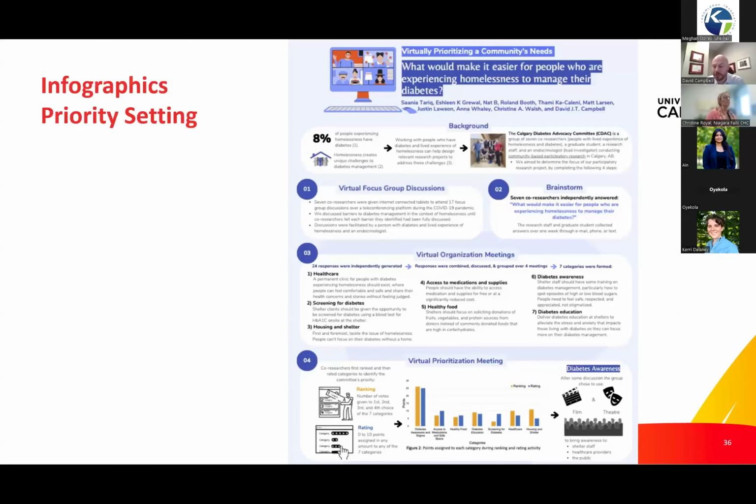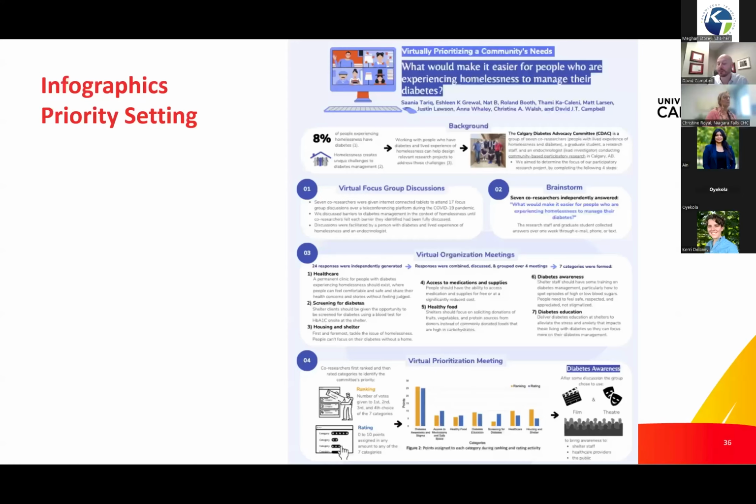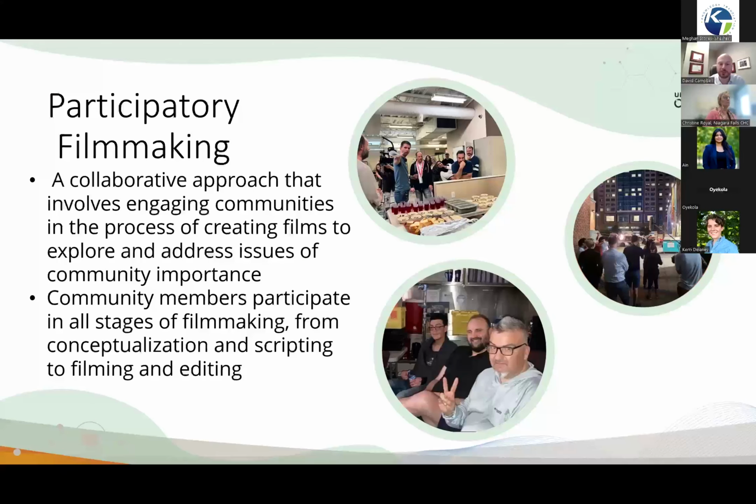And so after working with that group, there in the bottom right, you can see that they decided that they wanted to create a film to overcome the challenges of stigma and lack of awareness in people. And so together with the group, we undertook a participatory filmmaking process by involving the communities and the group itself in the process of creating a film to explore and address the issues of community importance, which in this case was diabetes awareness and stigma.